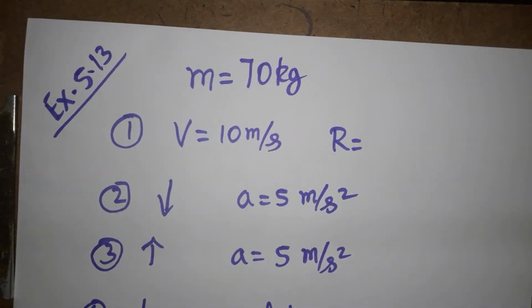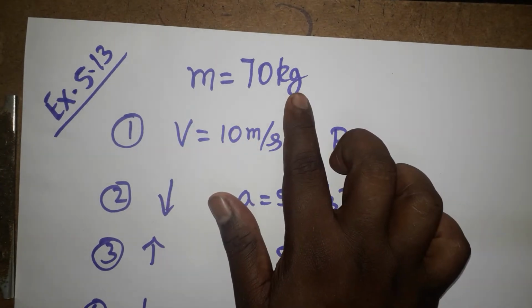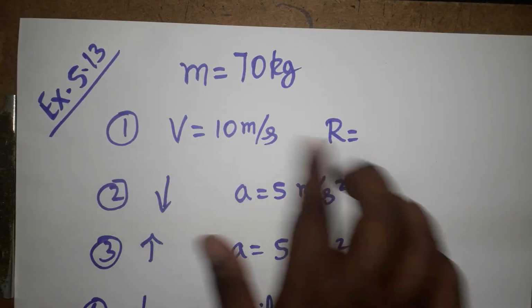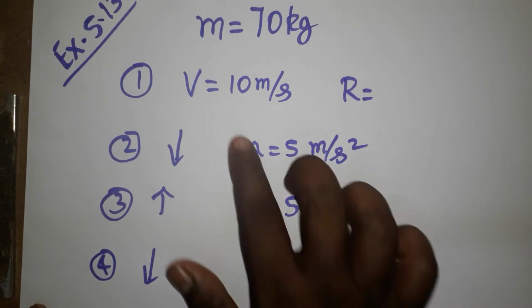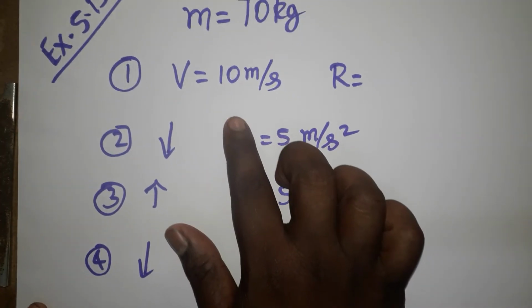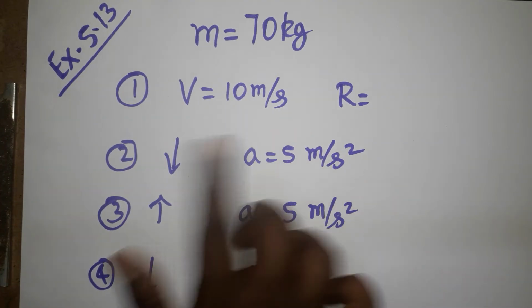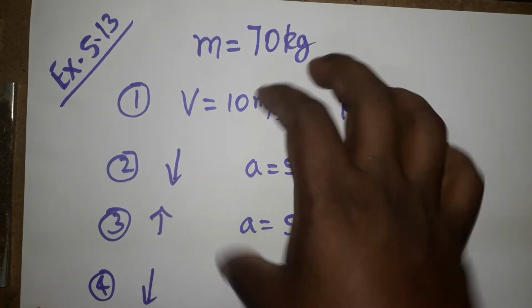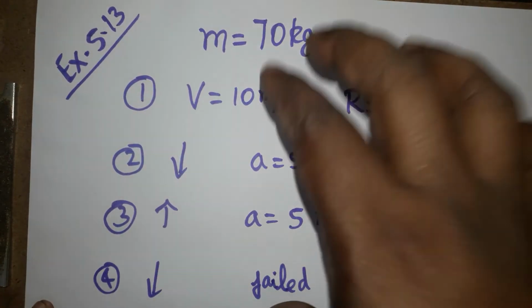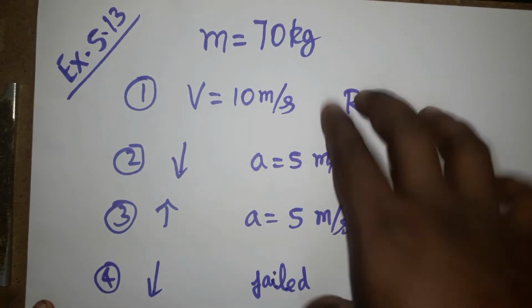First I will tell you what the given data is. The mass is given as 70 kg. There are 4 questions asked in this particular problem. The velocity is 10 meter per second. The lift is moving with uniform velocity. For all the 4 cases they asked what is the weight and mass.